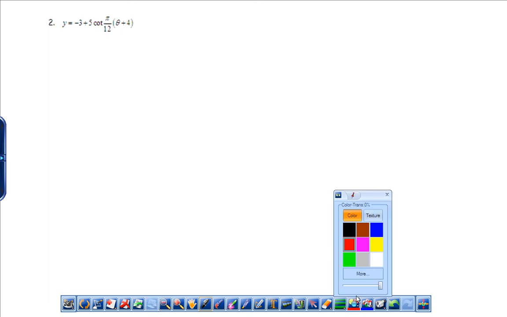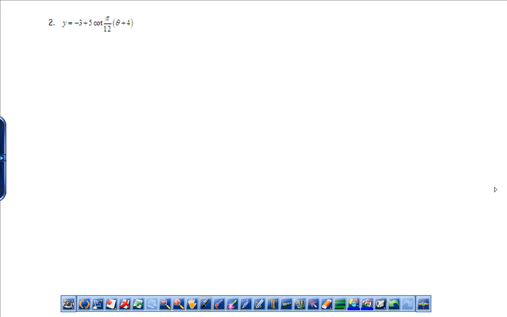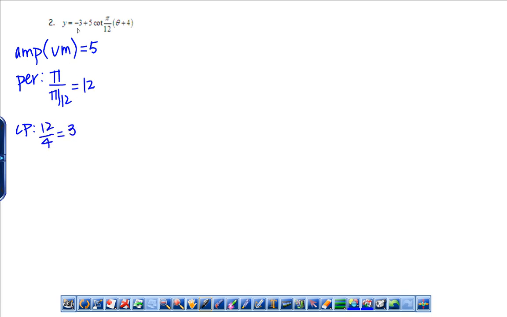Okay, let's try a cotangent. Filling in all your information, I'm going to start with my amplitude or your vertical magnitude, which is exactly the same thing. It is 5. I have a period, and remember you're going to start with pi, divide by pi over 12, which gives me 12. Your critical points, take your period, which is 12, and divide by 4, that's 3. My shifts, I have a downward shift of 3, and I have a shift to the left of 4. Okay, let's go ahead and draw this.